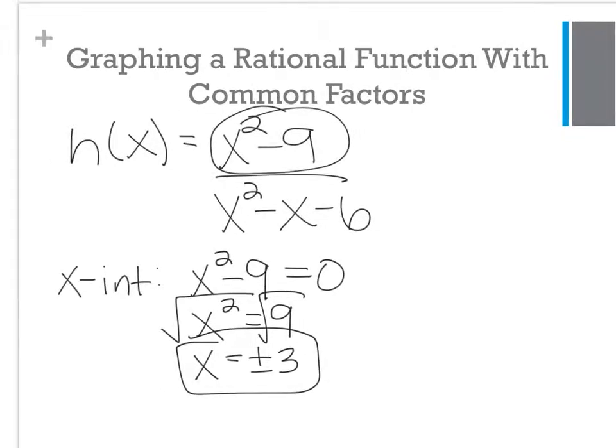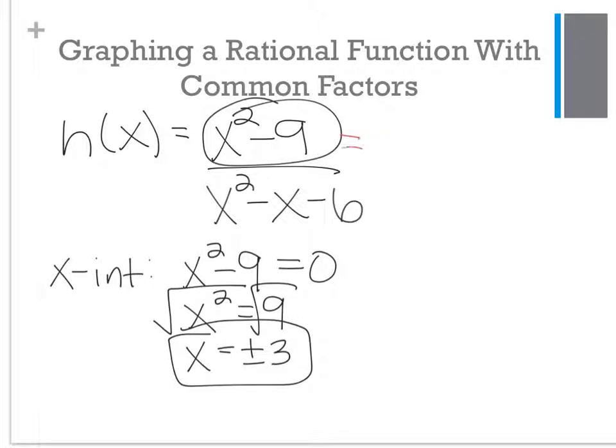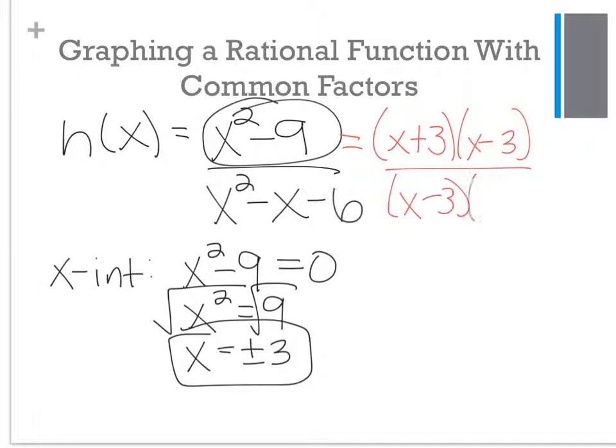Now, remember that when we factored this function, we got x plus 3 times x minus 3 all over x minus 3 times x plus 2. And since the x minus 3's canceled and we have a hole at x equals 3, because this common factor cancels out, the only location we are going to have an x-intercept is at negative 3.